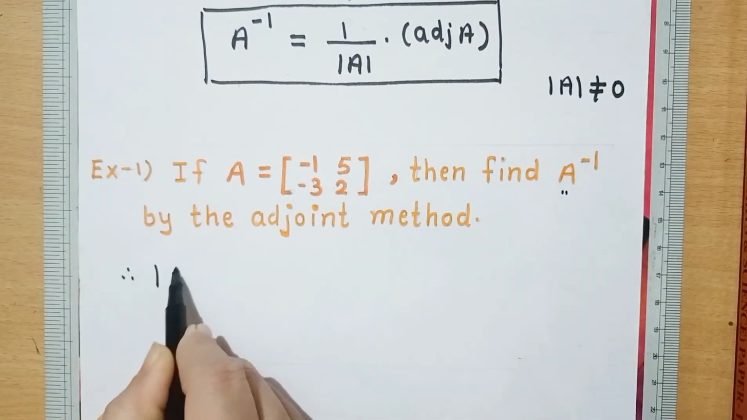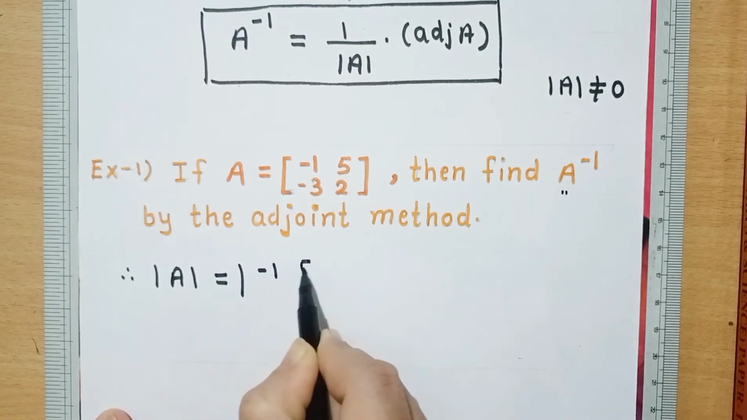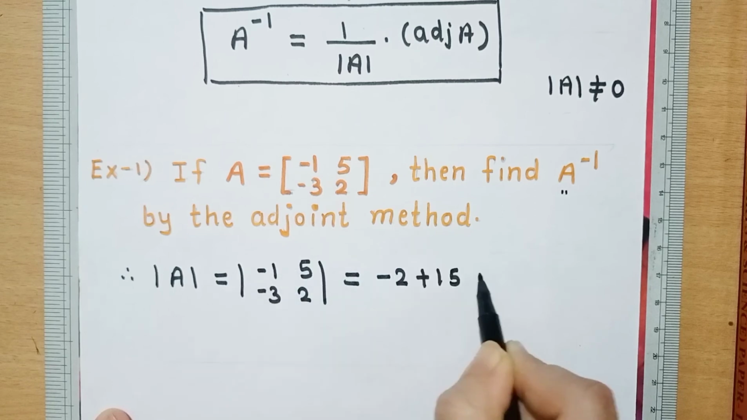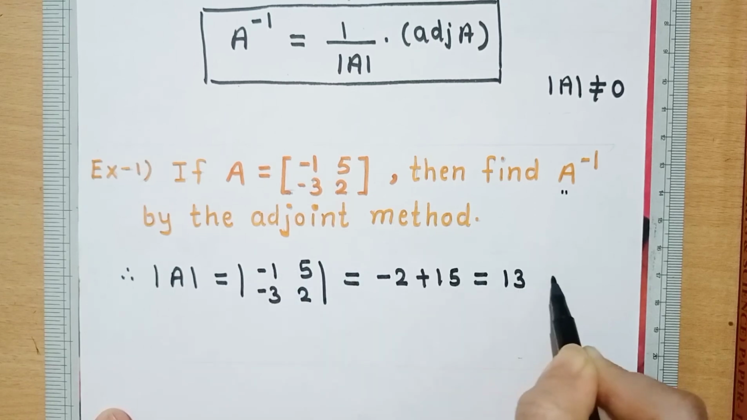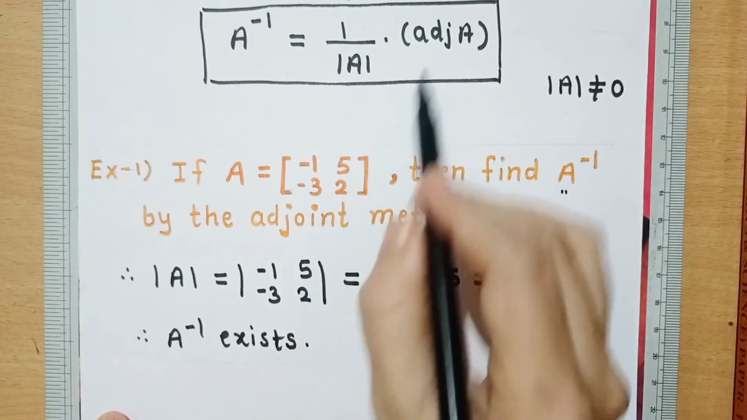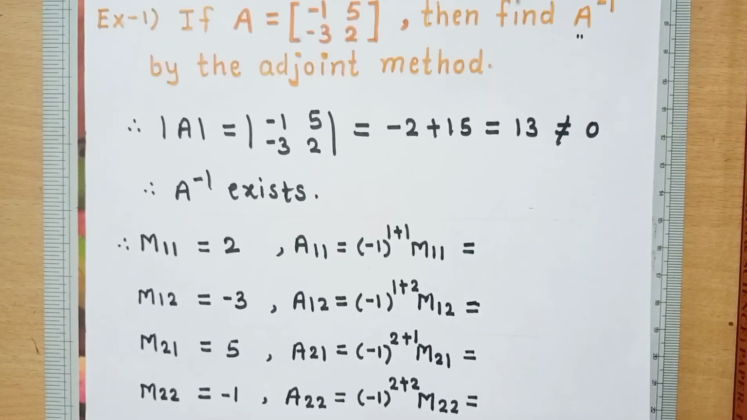Therefore, the determinant of A is equal to the determinant of this, and that is equal to this minus 2, and that is equal to 13, which is not equal to 0, and therefore A is a non-singular matrix, and therefore A inverse exists. Now we will find the adjoint of A. So for that we will find the minors and cofactors.